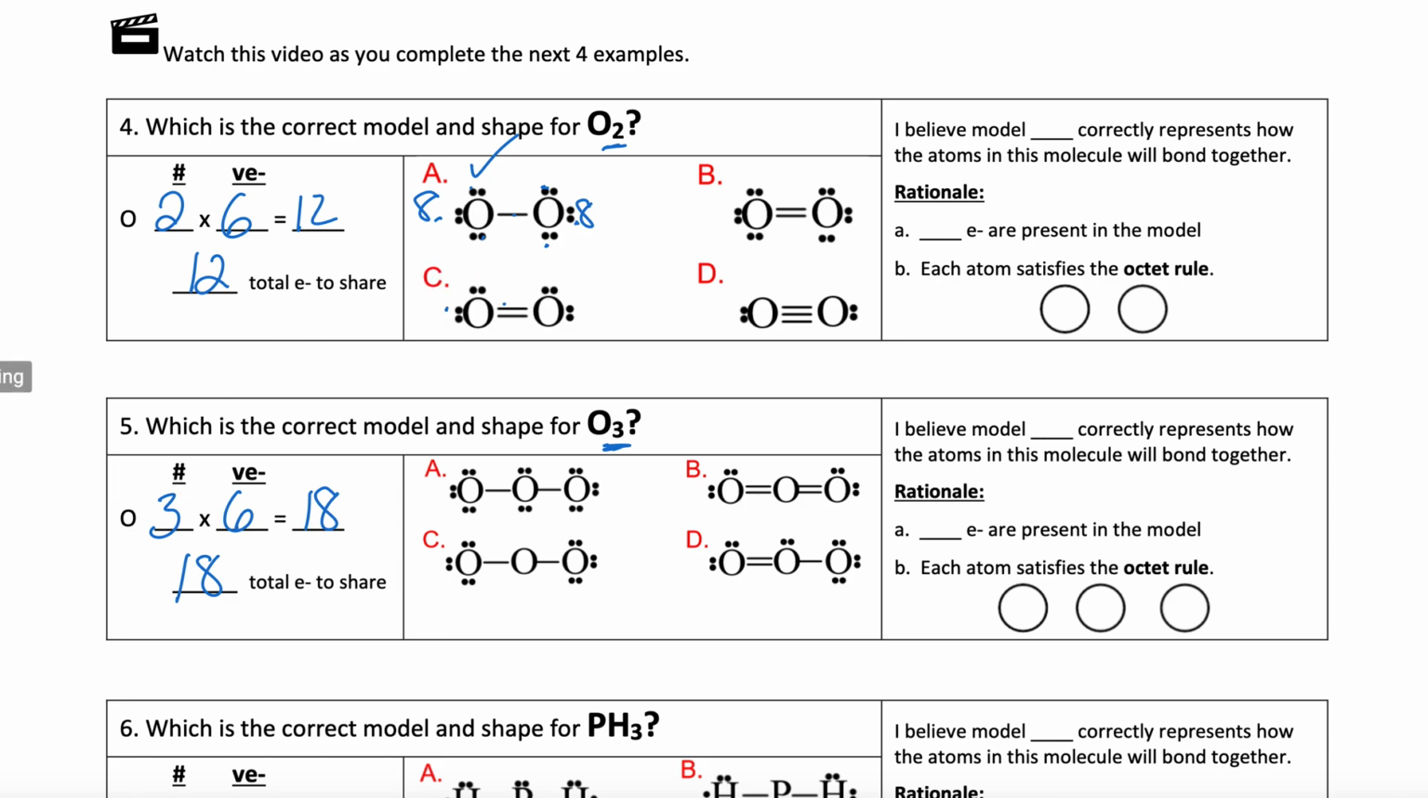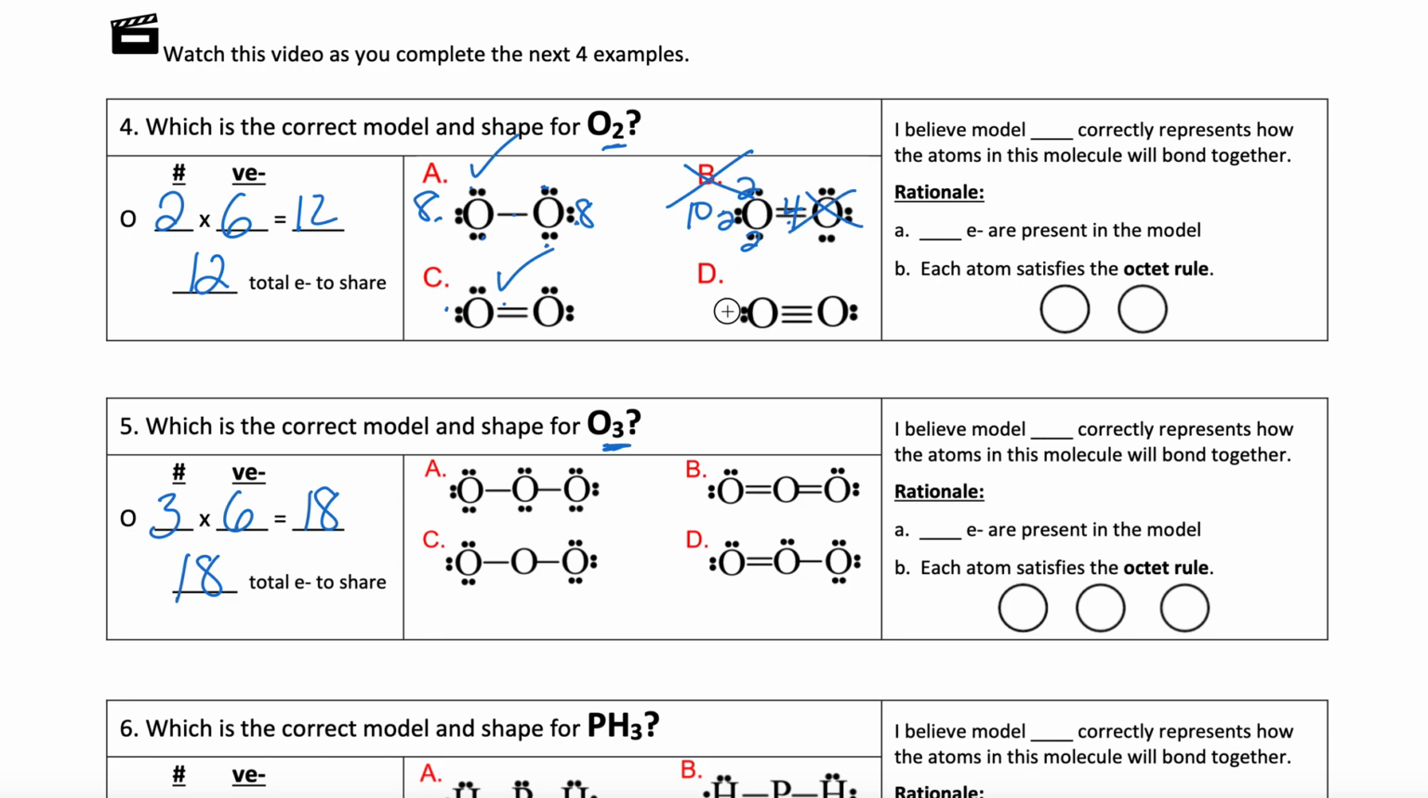The next example, so we got A and C as possibilities. The next one, 2, 4, 6, 8, 10. Remember, every double bond is really 4 plus 2, 2, 2. That's 10. 10 is more than an octet. Doesn't even matter what this one has. Right away, we know it can't be B.